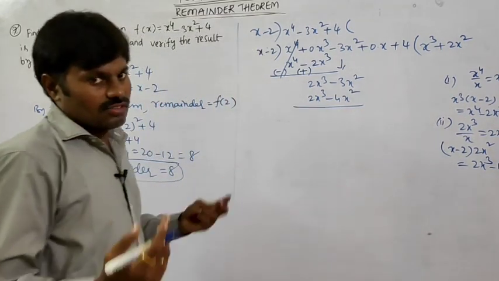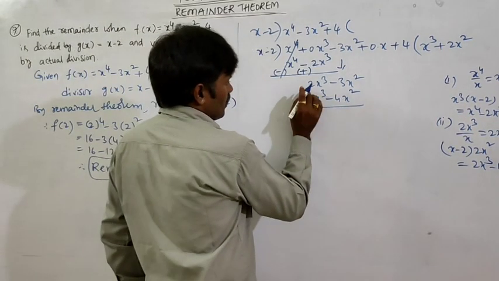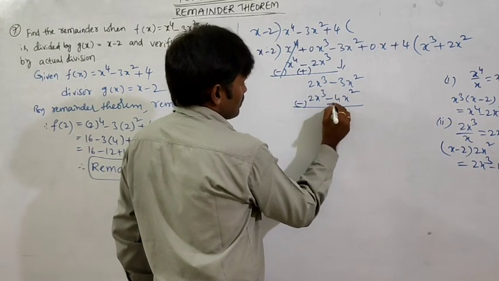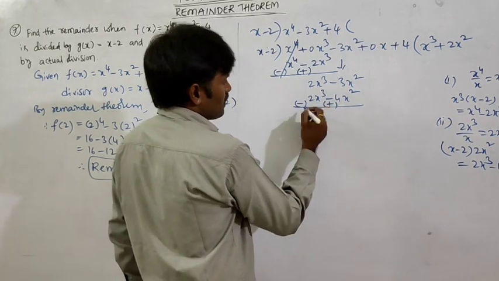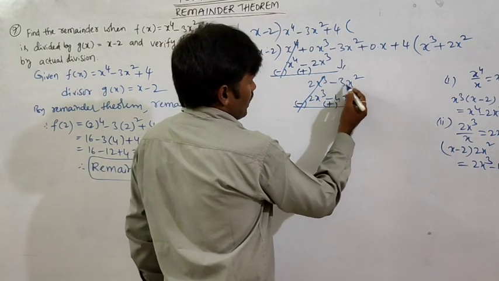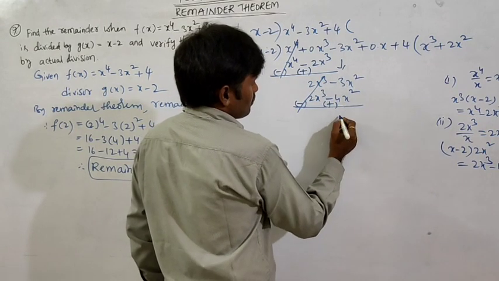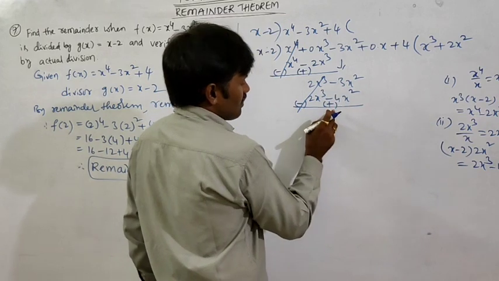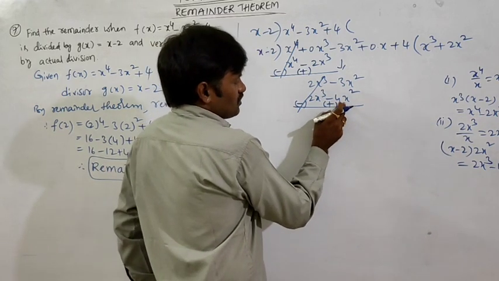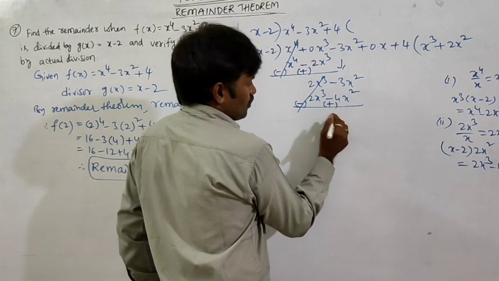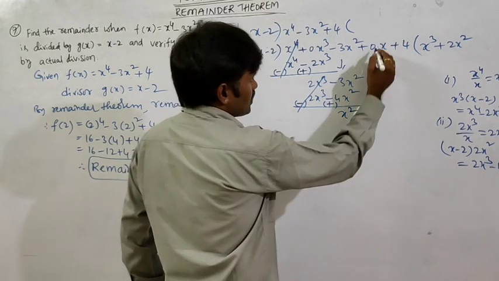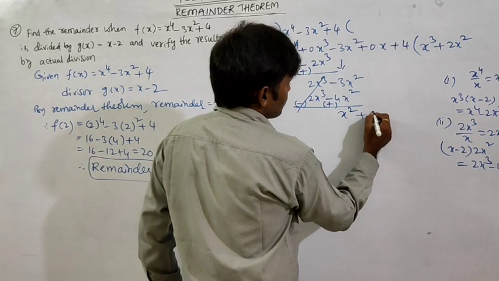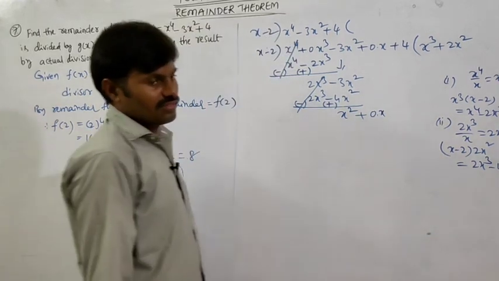Now as usual, we have to subtract these terms from the first two terms. So minus, of course it changes, minus becomes plus. Cancel. Minus 3x square plus 4x square. Both have different signs, so subtract and keep the sign of the greater term. So plus x square. Next bring down our next term, that is 0 into x, 0 itself.